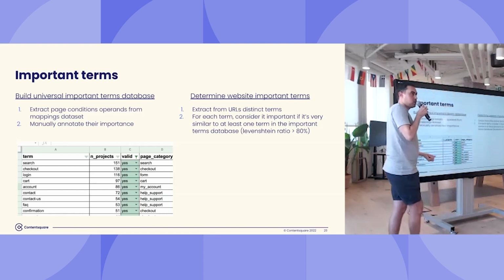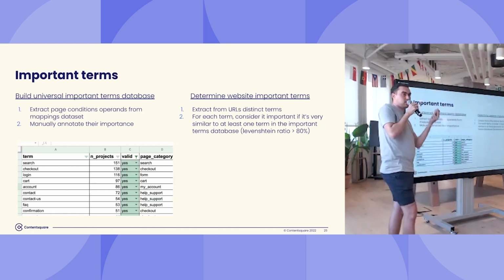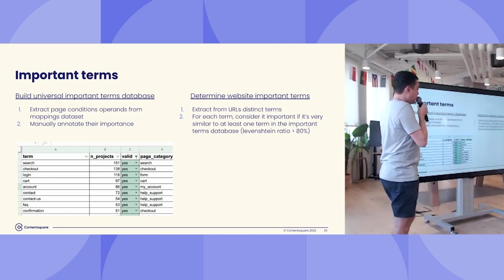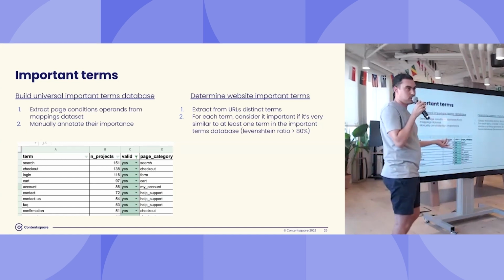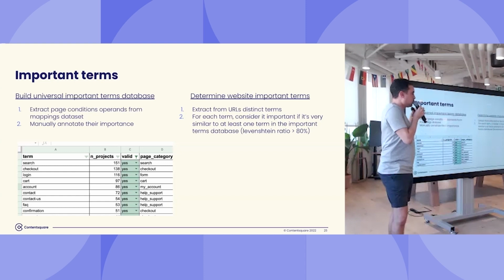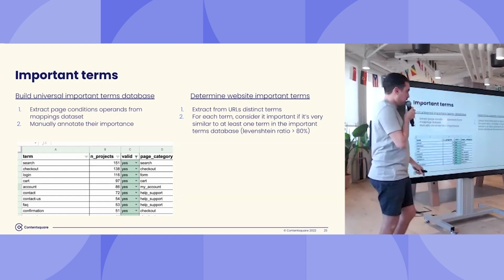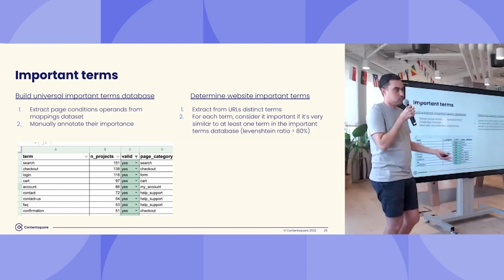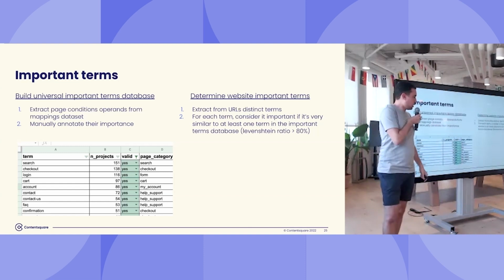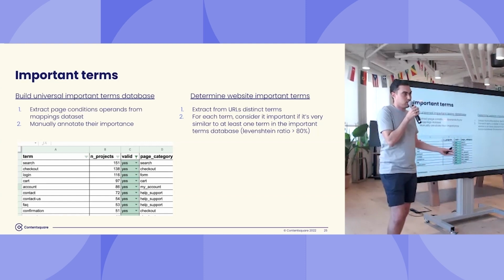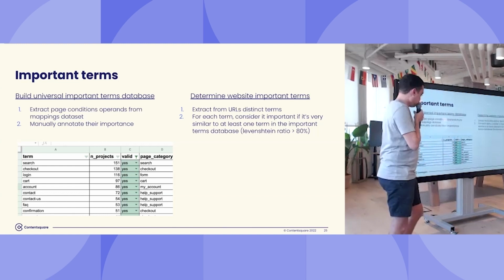Remember, terms are going to be path levels, query keys, and CVAR keys. For each term, we're going to consider it important if it's similar to at least one term in the important terms database. The similarity is a very simple criterion: is the Levenshtein ratio of both terms more or less 80%? The Levenshtein ratio being the Levenshtein edit distance normalized over the length of both strings.